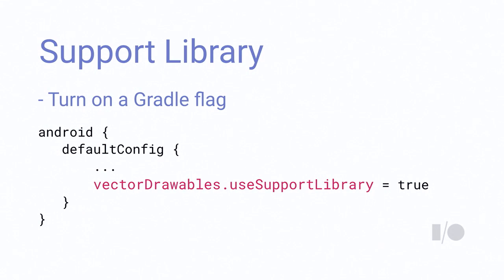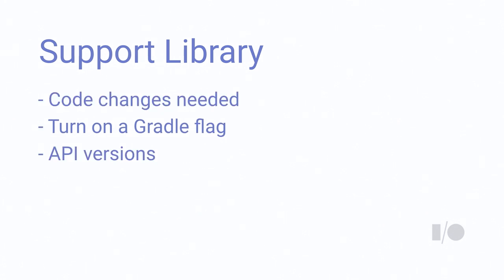There are some caveats to this solution. First, you will need to turn on a special Gradle flag, vectorDrawables.useSupportLibrary, which basically turns off the PNG generation and also gives some special treatment to the Vector Drawable XML file. Second, you need to be aware of the API versions. For example, Vector Drawable Compat is only backported to API 7, and Animated Vector Drawable is backported to API 11.